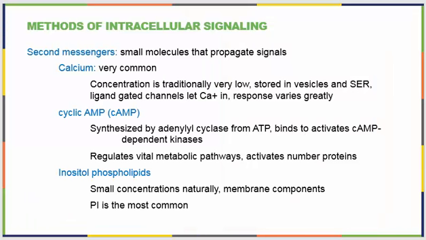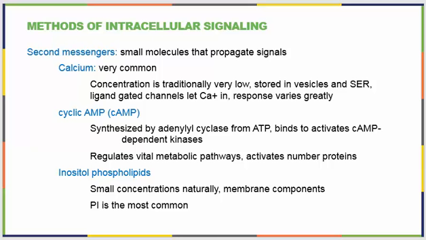Second messengers, on the other hand, are a little bit different than phosphorylation. Second messengers are small molecules that help our cells to propagate signals. A very common second messenger is calcium. Its concentration is traditionally low when we store it in vesicles in the smooth endoplasmic reticulum. Ligand-gated channels let calcium in, and the response can vary greatly. In the pancreas, it will cause the release of insulin, while in the muscles, it can cause contractions.